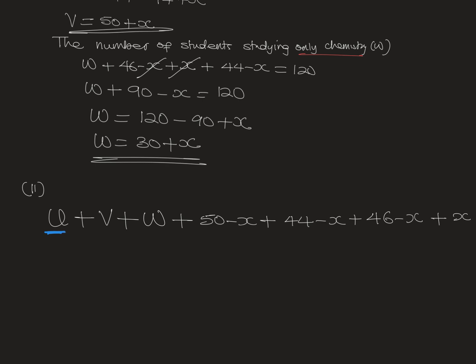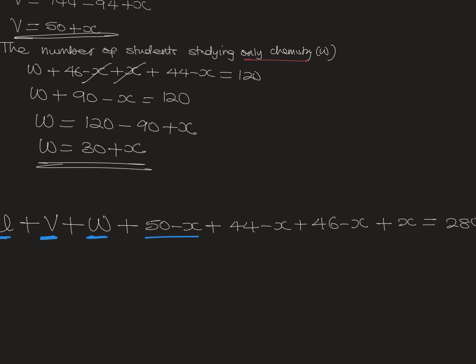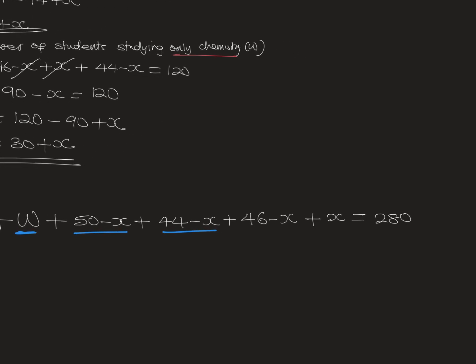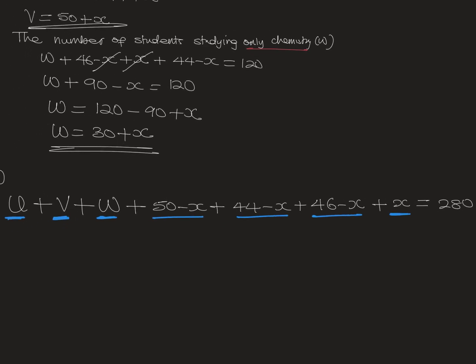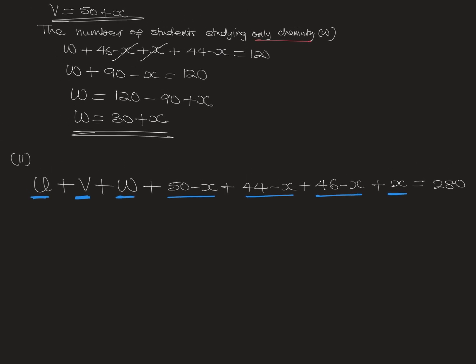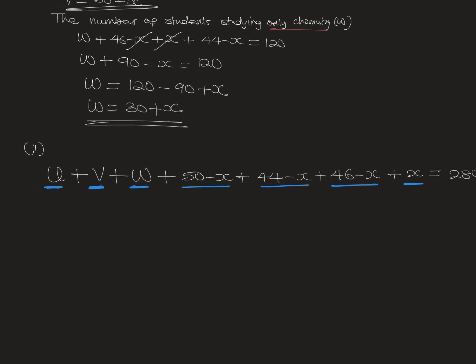Okay, so remember we have U, V, and W. U is for only biology, V is for only physics, W is for only chemistry. We have 50 minus x, 44 minus x, and 46 minus x. And then we have x, which is just for all the three subjects. So this is how you can simplify your equation.